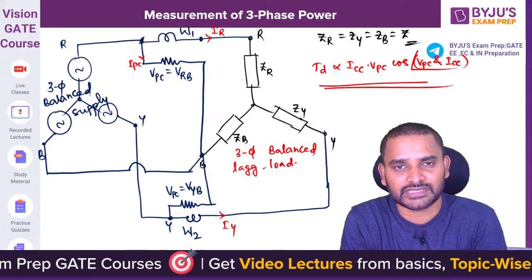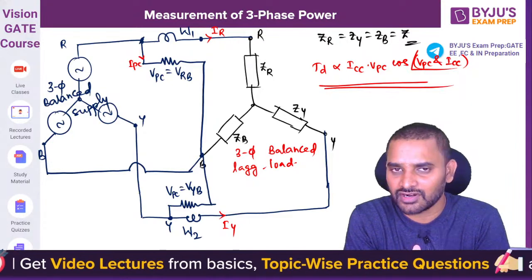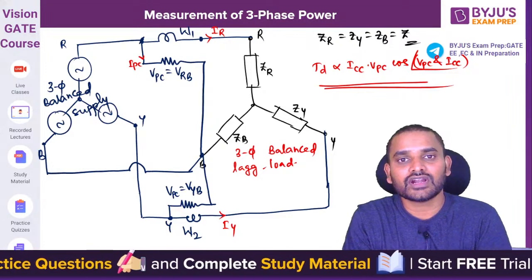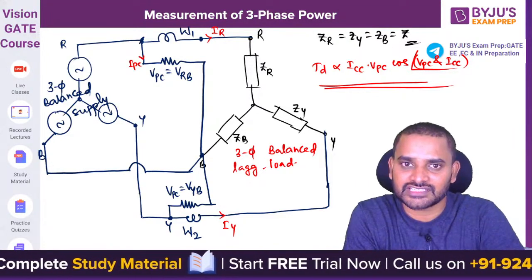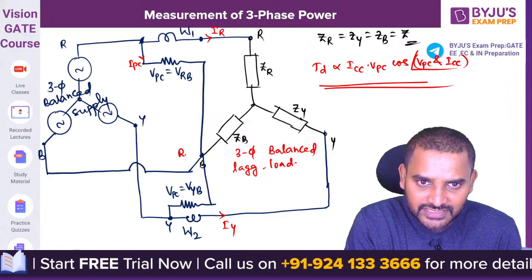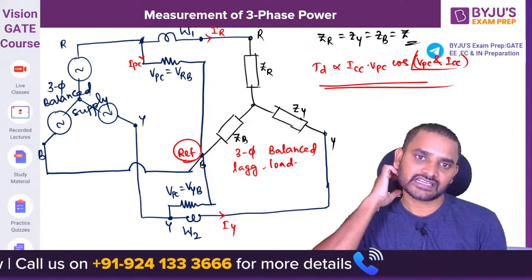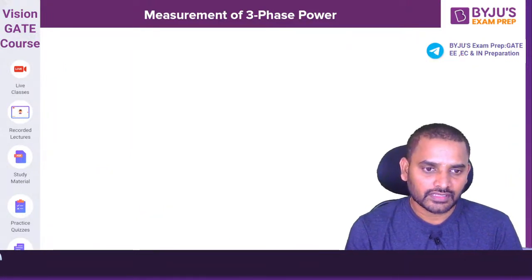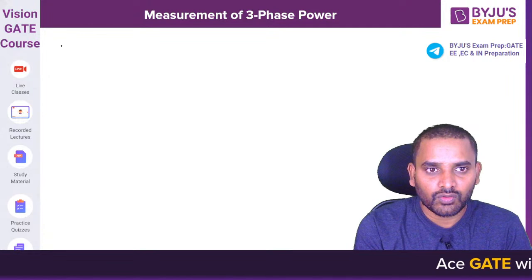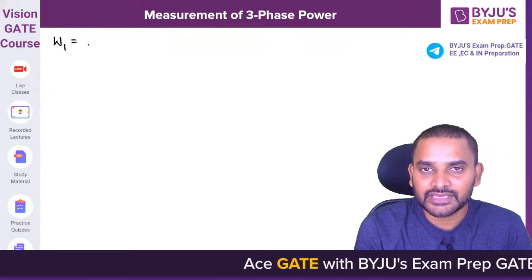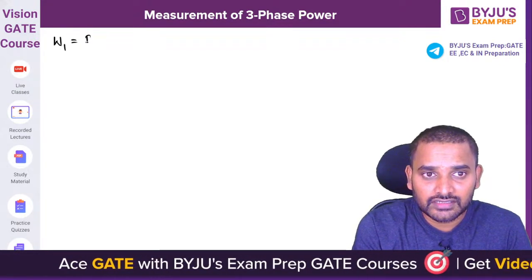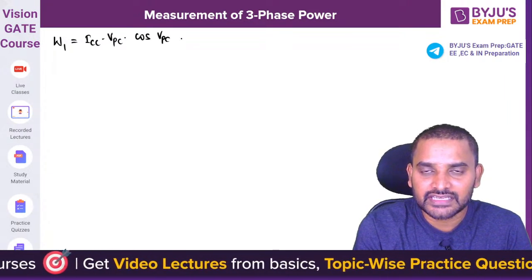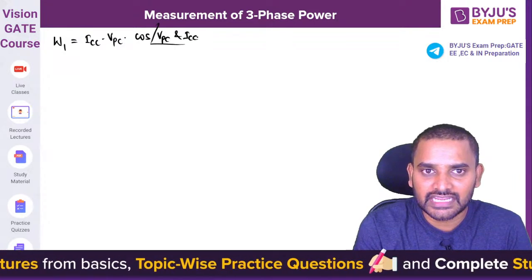Actually, I should place 3 wattmeters, but we are not able to place 3 wattmeters because of the absence of the neutral wire. So I am taking any one of the phases as reference phase. Here B phase is the reference phase. Now let us see the wattmeter readings. Wattmeter 1 reading will be current flowing through the current coil into voltage across the pressure coil into cos of the angle between VPC and ICC. This is the angle I want.